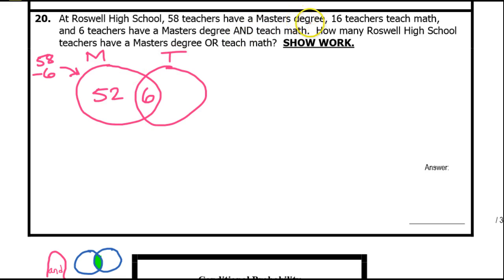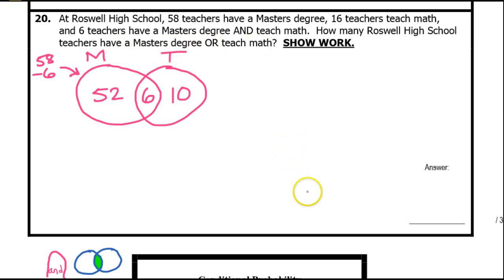Since there are 16 teachers who teach math, but we already have 6 of those recorded in the overlapping section, that means there are 10 remaining teachers in this part of the Venn diagram. So this really will give us an easy answer to the question of how many teachers have a master's degree or teach math.